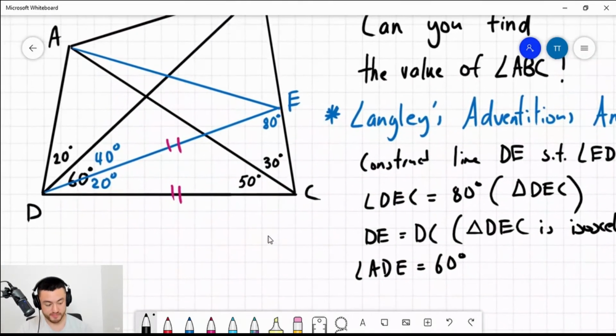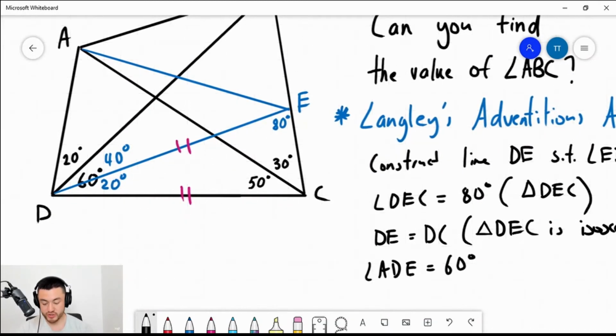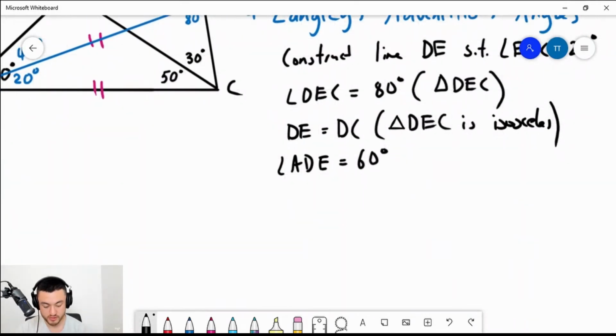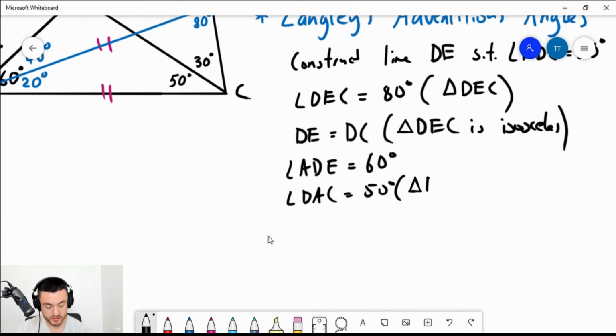Now, if we consider the angle DAC, so now I'm looking at triangle ACD, we can again use the interior angle sum to find the angle DAC. So we have 20, 40, 20, and 50. So subtracting that from 180 will leave us with 50 degrees. So we can say that DAC is equal to 50. Okay, so that is by considering the angle sum of triangle DAC. Okay, so I'll just put that there.